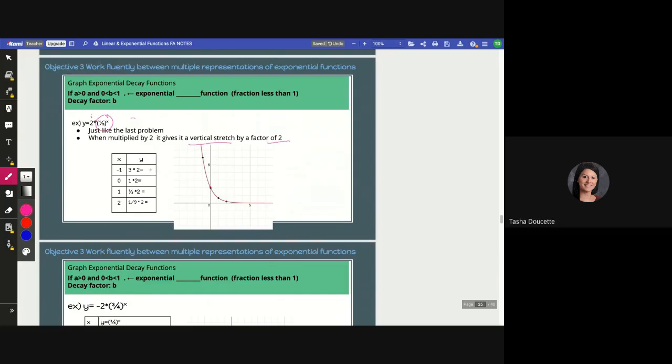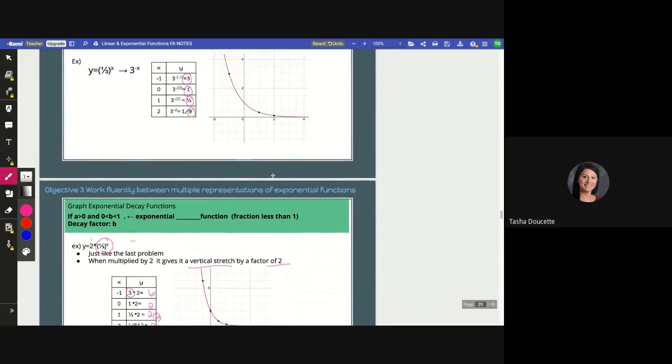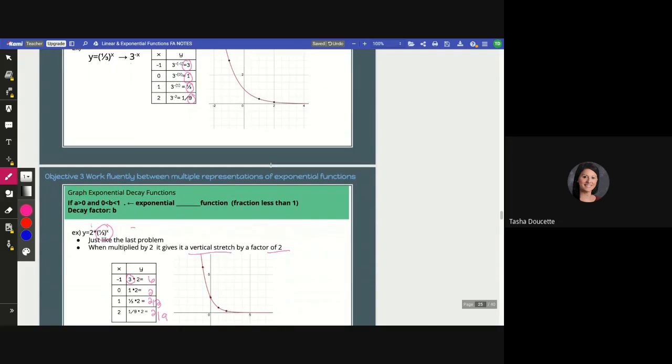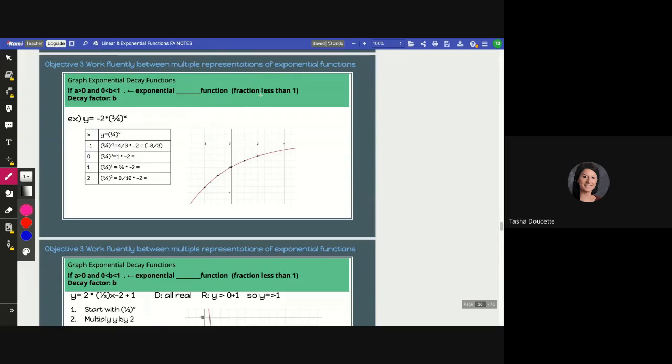So our new y values are going to be this. We're taking the values from above and we're going to now multiply them by 2. So we get 6, 2, 2/3, and 2/9. Okay, and so we plot those and we see just by looking at the two graphs that there is a vertical stretch there.